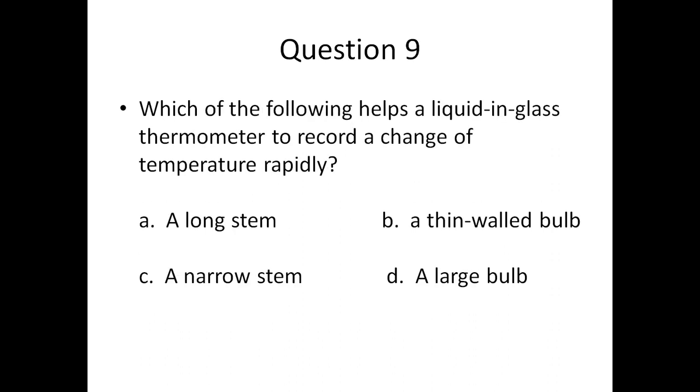Question 9. Which of the following helps a liquid in glass thermometer to record a change of temperature rapidly? A. A long stem, B. A thin wall bulb, C. A narrow stem, D. A large bulb.